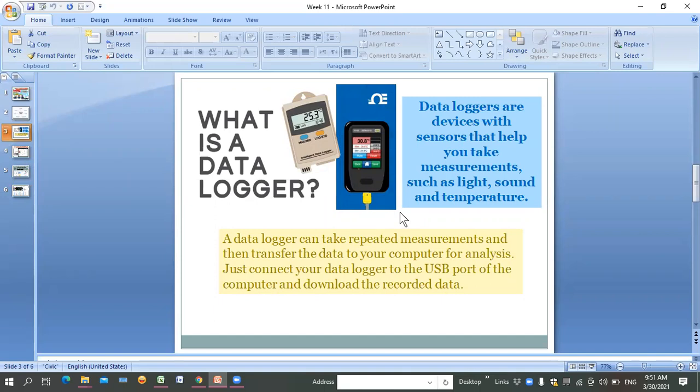So what is a data logger? Data loggers are devices that help you take measurements of what? Light, sound, temperature, weather, and many other things. How can you transfer the data from the data logger to your computer? With the help of USB. This is the USB port. You attach the USB port to the data logger and the other cable to the computer, and automatically the data will transfer from one device to another. Clear?